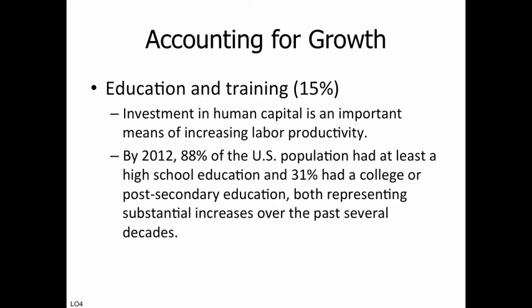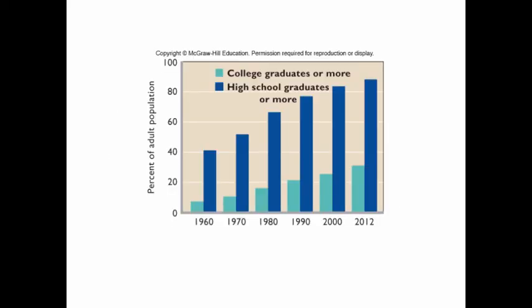To look at some stats, by 2012, almost 90% of the US population had at least a high school education, and 31% had a college or post-secondary education. Both of these figures represent a large increase over the past several decades. So in the US, there's a definite trend toward a better educated workforce. That's referenced by more people attaining a high school diploma and more people going to college and getting a degree. Here are some data to support that.